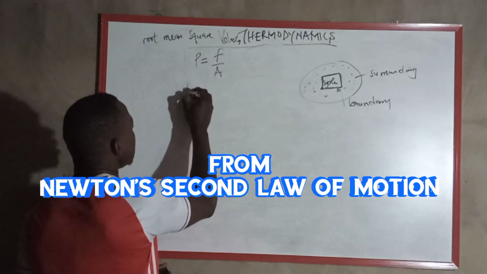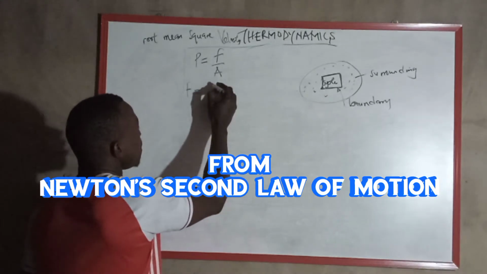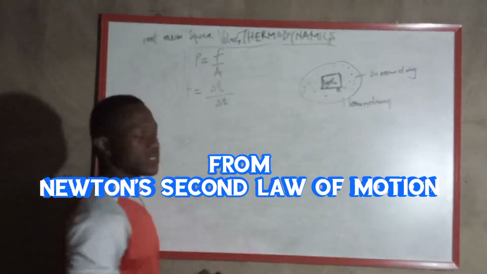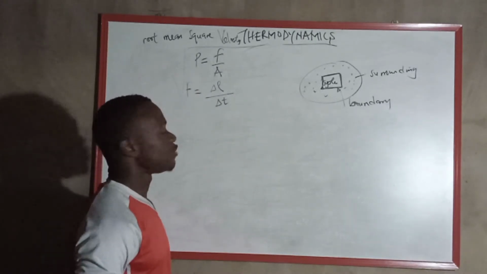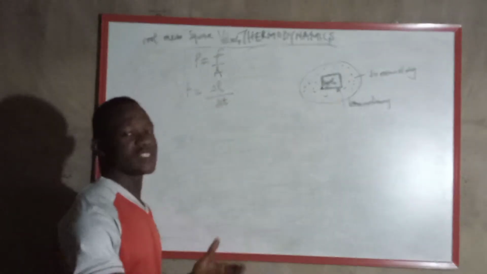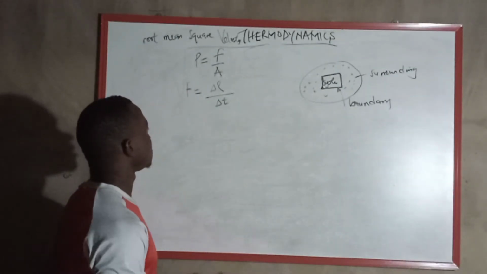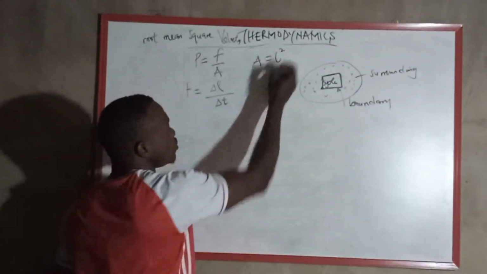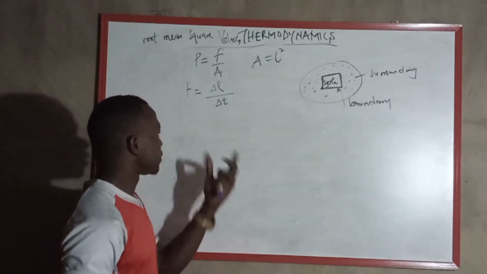So we said our force is equal to our change in momentum over change in time. That's our force, change in momentum over change in time. That's how well they move within a particular system in relation to time. That is that. And our area is equal to what? L square, which is the area of a square.